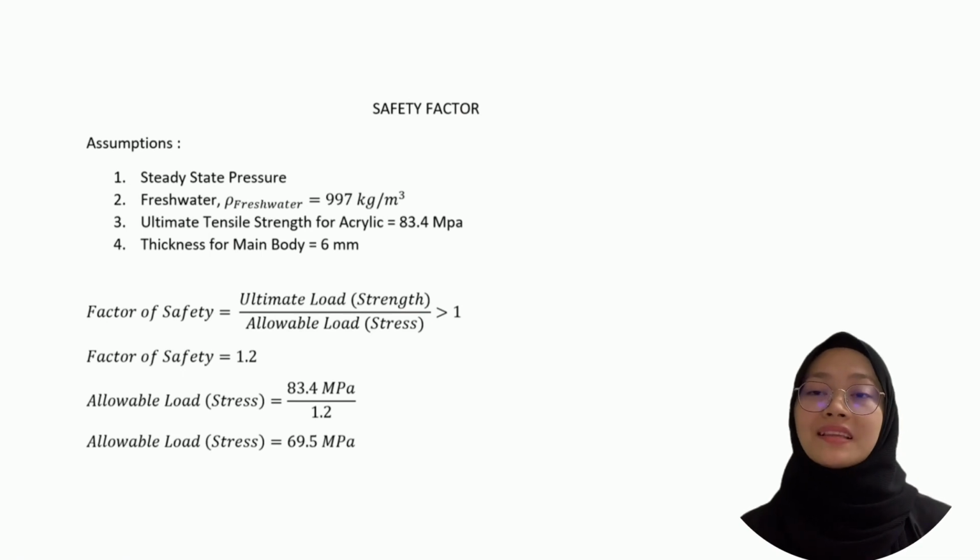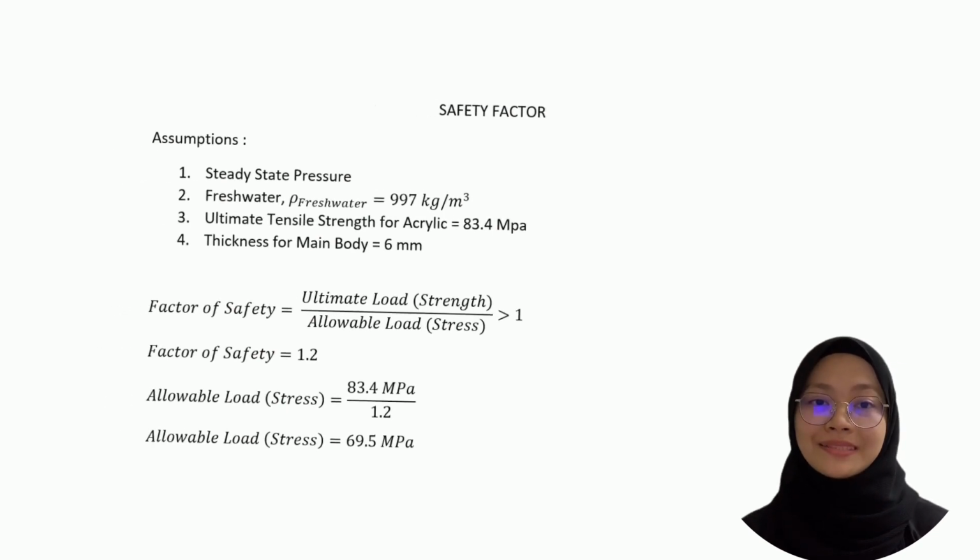For the safety factor, it is basically known as a method to display how much stronger a system is. We use this equation of ultimate load divided by the allowable load. Several assumptions have been made, including the thickness of the main body part to be 6 mm. Based on the safety factor of 1.2, we obtain the value for allowable load to be 69.5 megapascal after dividing the ultimate tensile strength for the acrylic, which is 83.4 megapascal.